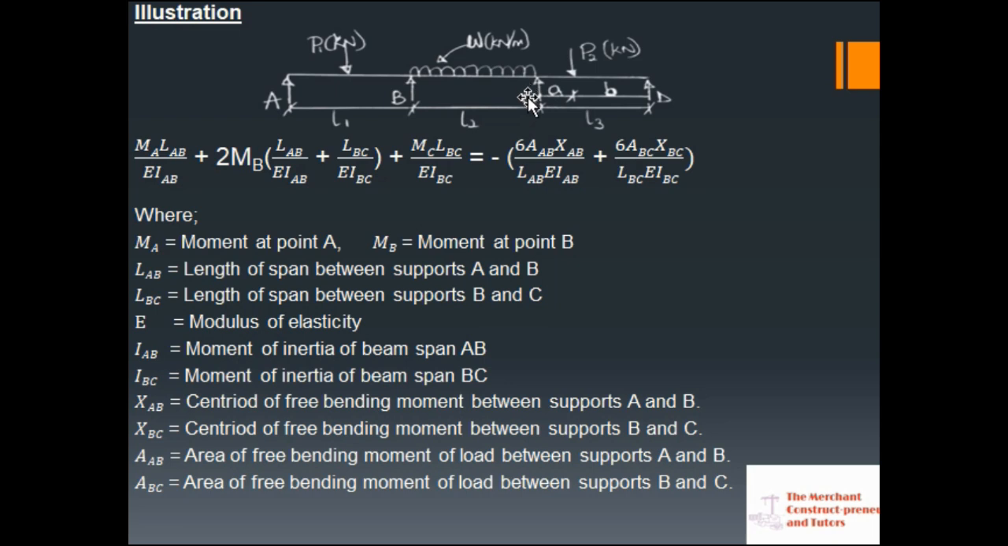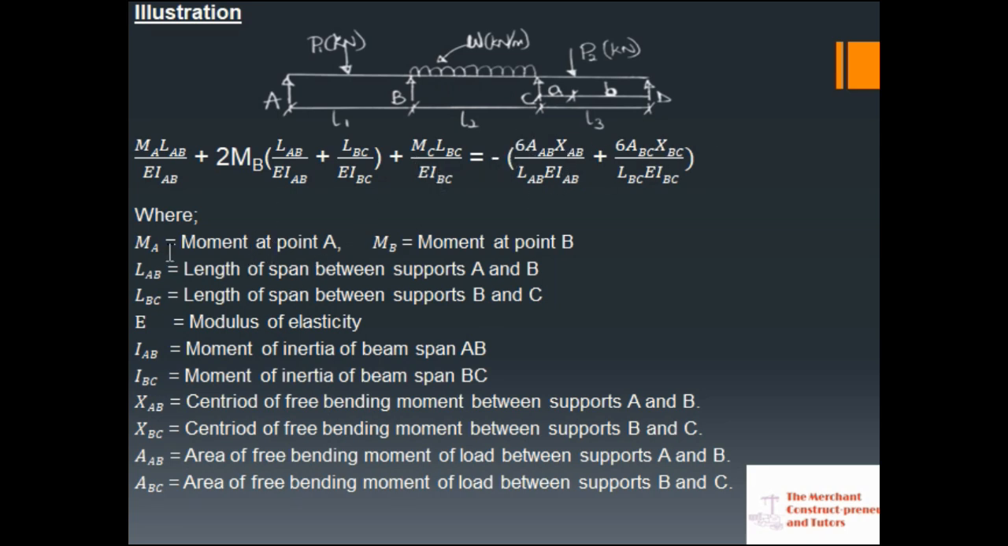On support C, I told you we are going to consider 3 supports, 2 spans, in order to apply our 3-moment equation successfully. So support C is the last one. That is why it is only supported by BC. Now you have MC LBC over EIBC. Then you have this expression.